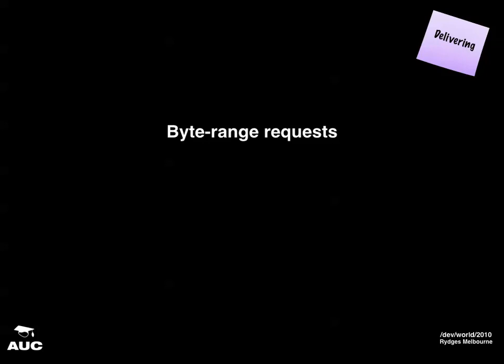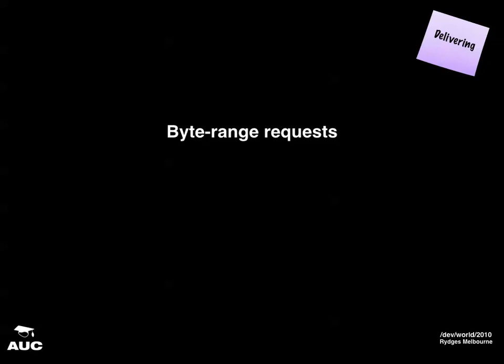Your server should support byte range requests if you want the best experience delivering progressive downloads. It's part of the HTTP protocol, whereby when the client sends a request for a particular URL, instead of just getting everything at that URL, it can send a byte range that it's interested in. So it can say, just give me the first 100 bytes of whatever's at this URL, please, or give me the second 100 bytes.